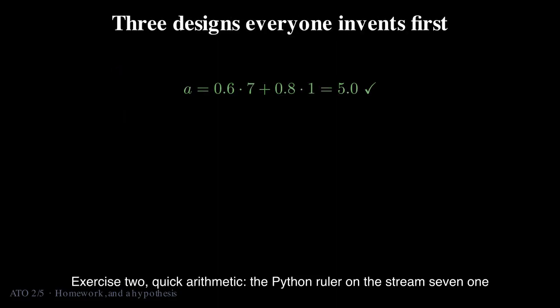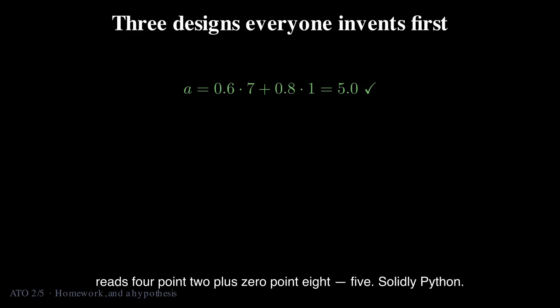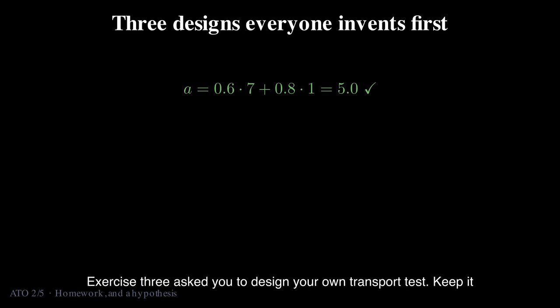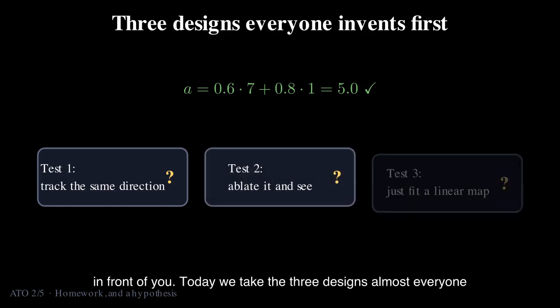Exercise 2. Quick arithmetic. The Python ruler on the stream 7.1 reads 4.2 plus 0.8, 5. Solidly Python. Exercise 3 asked you to design your own transport test. Keep it in front of you.